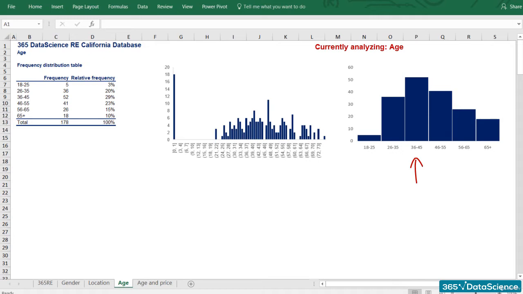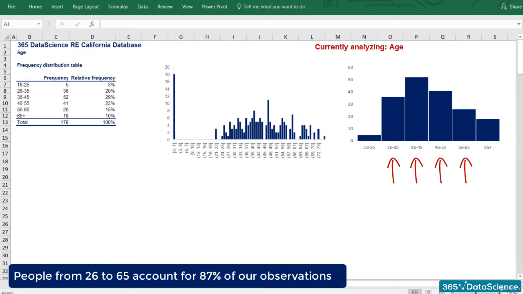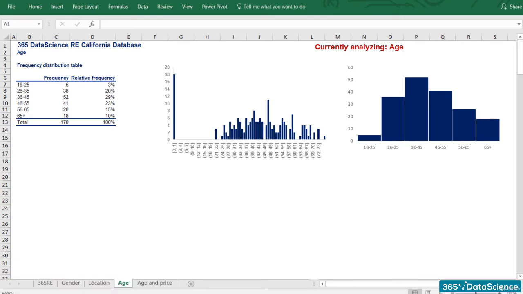Moreover, it is evident that customers from 26 to 65 years old account for 87% of our observations. But we are better than this. We can calculate more statistics to get an improved idea, can't we? Let's do it! The mean, median, and mode are the place where we usually start. The mean age is 46.15 years, the median age is 45 years, and the mode is 48 years.